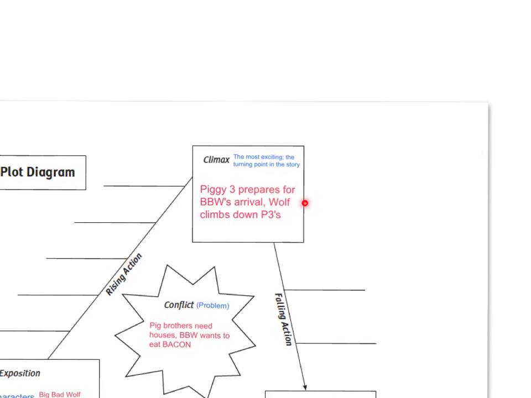This is the point in the story that is the most exciting because we're not sure what's going to happen. We don't know if the wolf is going to win or the third little piggy is going to win. That's why it's the climax of the story.